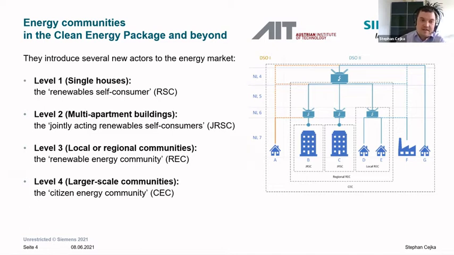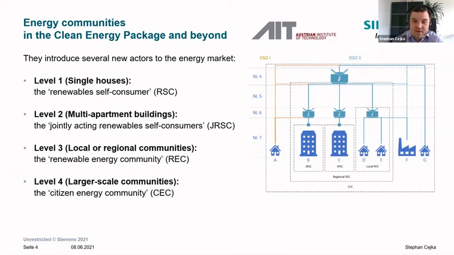Then the second level, multi-apartment buildings, where many of these renewable self-consumers join forces and work together. But level 2 is restricted to multi-apartment blocks or same buildings. Going on to level 3, which covers local or regional communities. They are called the renewable energy communities in the directives.